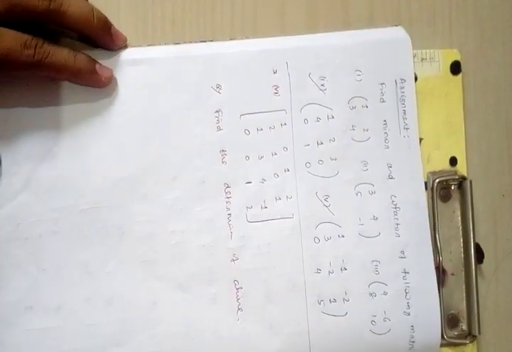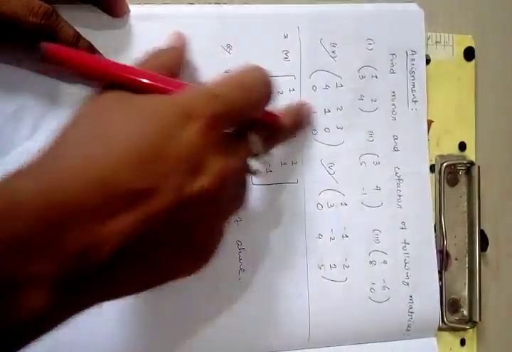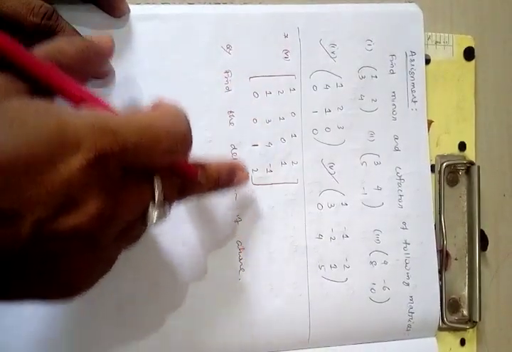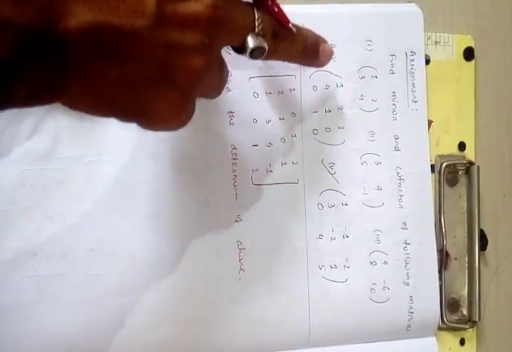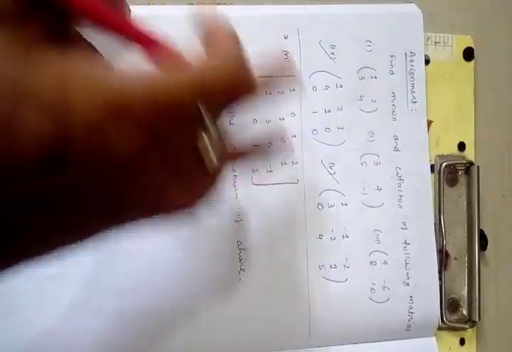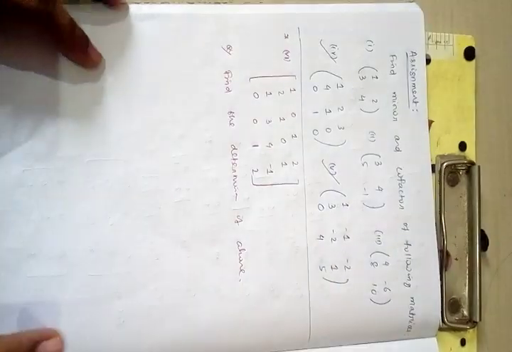Assignment: find the minor and cofactor of the following matrices. Find the determinant of the matrices in parts 4 and 5 by using Sarrus' method. You can also check by the expansion method; the values are always the same.